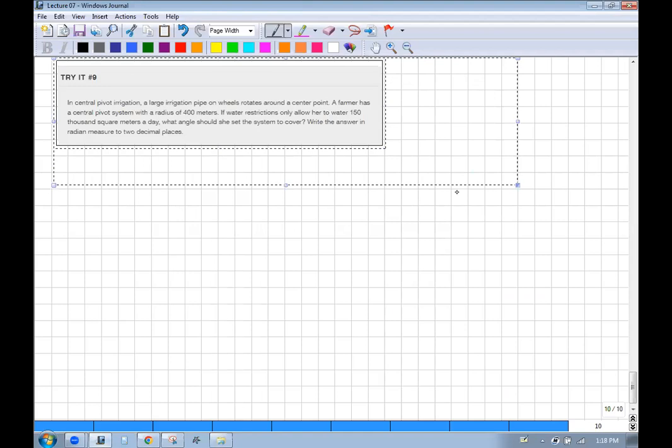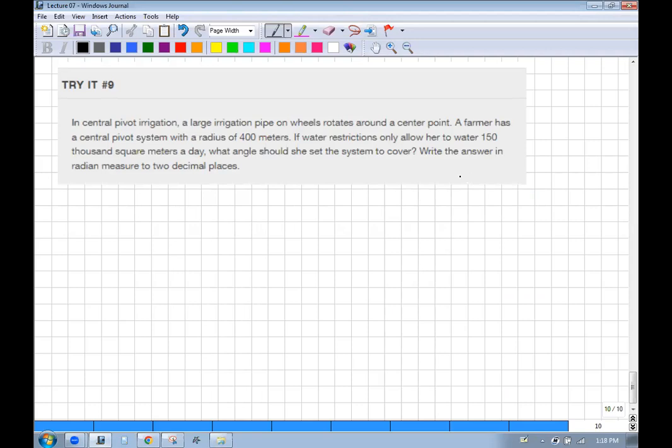9. All right, a central pivot irrigation, a large irrigation pipe on wheels rotates around a center point. A farmer has a pivot system with radius 400 meters. If water restrictions allow her to water only 150,000 square meters per day, that's the limit. What angle should she set the system to cover?